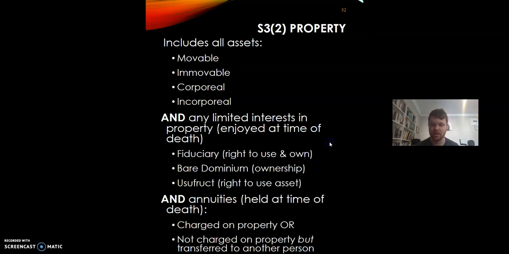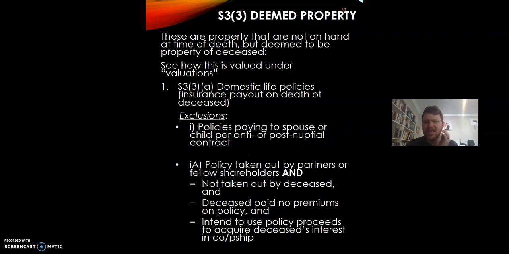Great. At the same time, there's certain things that you don't have as property when you die, but they're deemed to be property. So the most obvious one here is a domestic life policy, section 3.3a, an insurance payout on the death of the deceased.